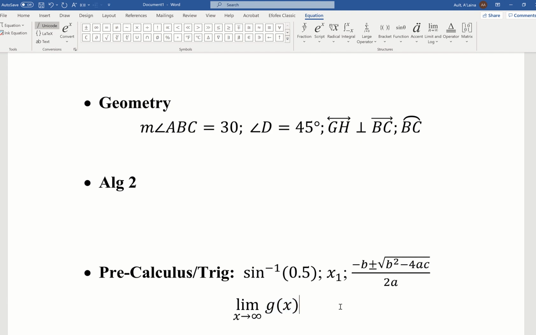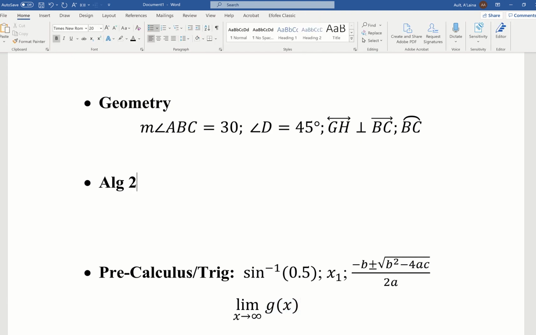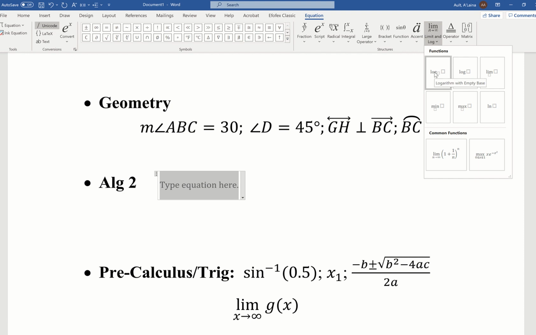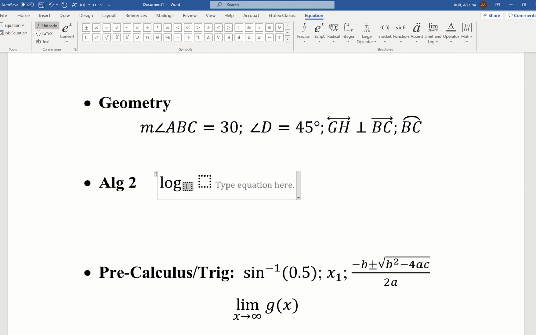which is great. Under Algebra 2, if I wanted to do logs, I could do that. It's also under limit and logs. And you could do, of course, whatever base you'd like to do. There was a natural log in there if you wanted to see that. Evidently, I've been very busy typing all sorts of things.